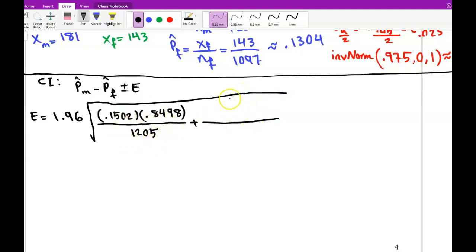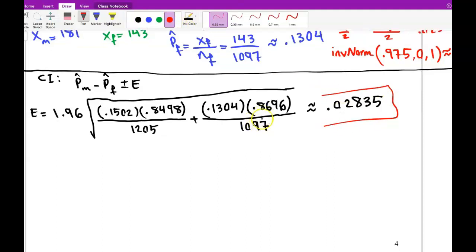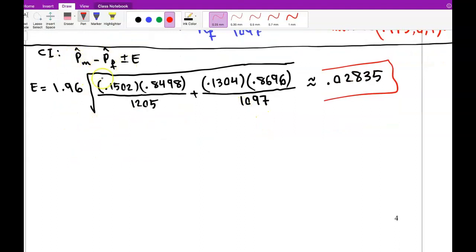So this was for males, and here females. P hat times Q hat, 1 minus this number is 0.8696, divided by N as 1097. Okay, it only gets 0.02835. Now we can find that part.